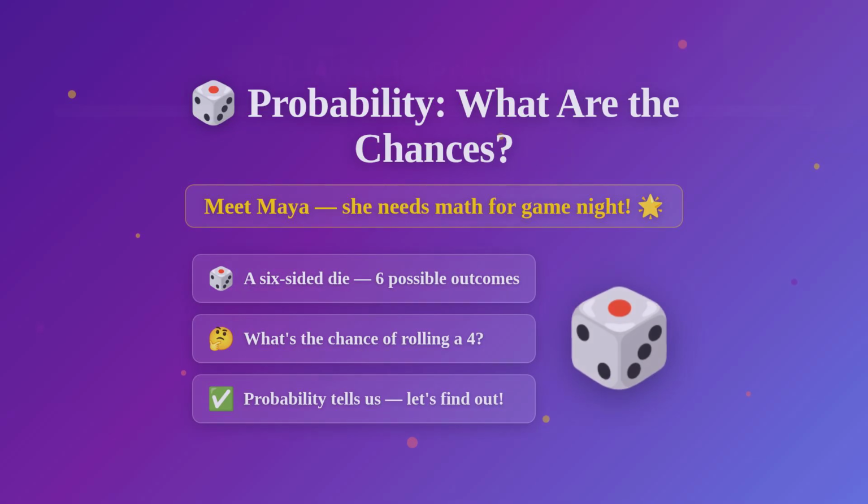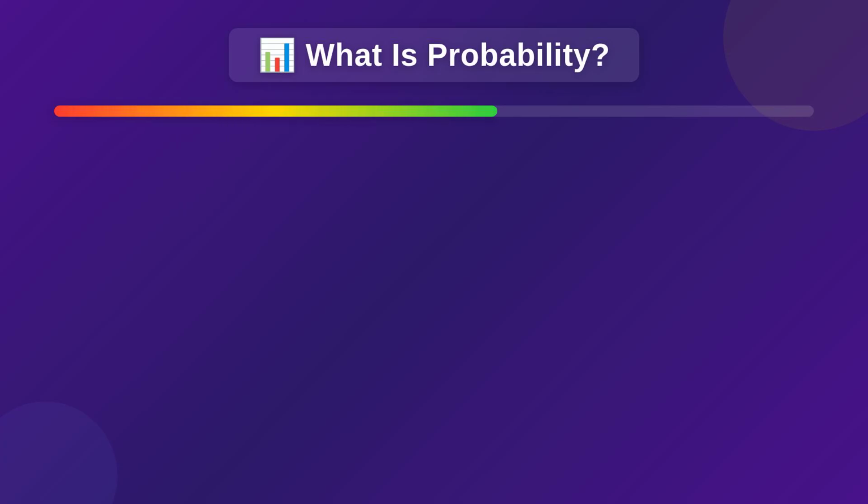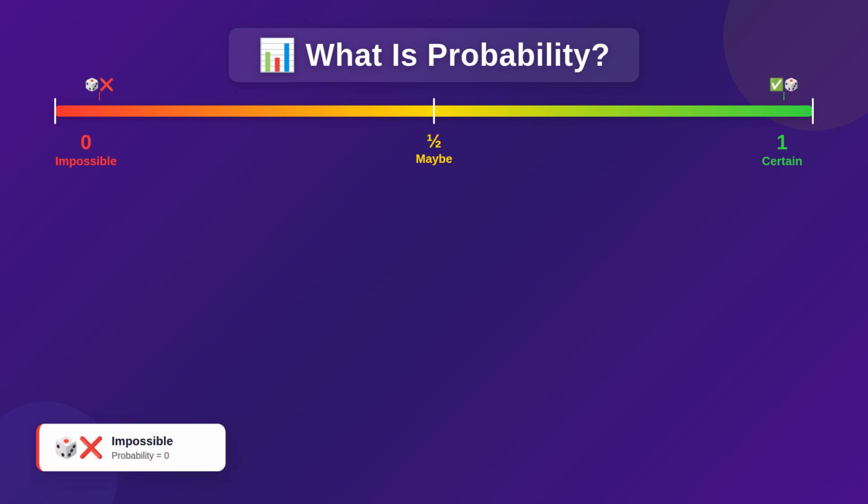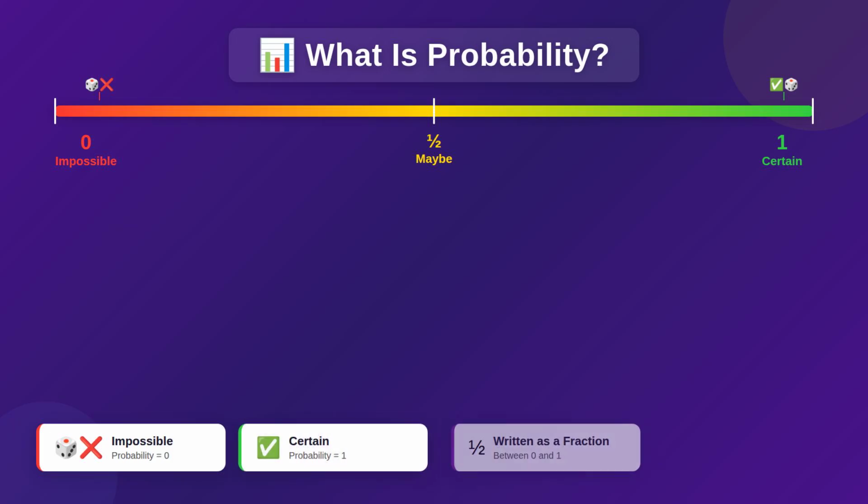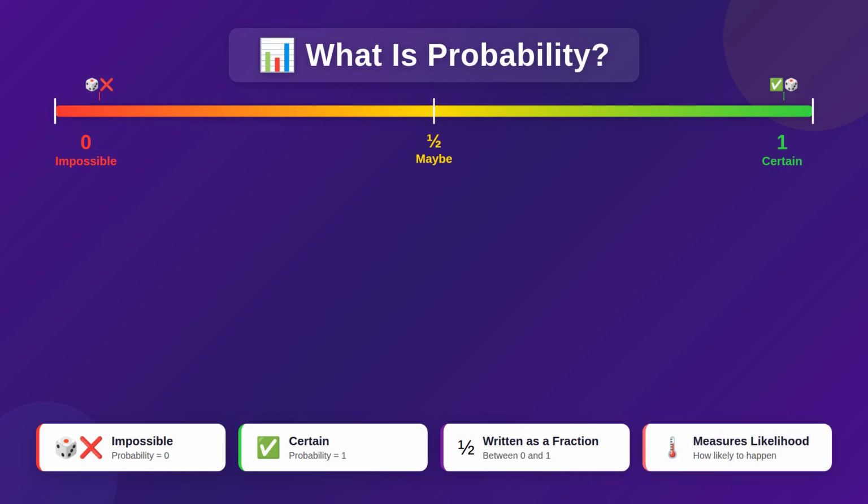Let's go. So what exactly is probability? Probability is a way of measuring how likely something is to happen. Think of it like a sliding scale. On one end, you have 0. That means something is impossible, like rolling a 7 on a regular six-sided die. Can't happen. On the other end, you have 1. That means something is certain, like rolling a number between 1 and 6. That's going to happen every single time. Most events fall somewhere in between. We usually write probability as a fraction.